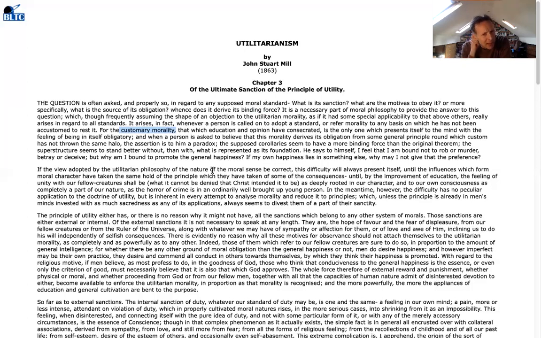So customary morality isn't something that's necessarily good if we want to be progressive. And he's saying that custom has often got a kind of halo thrown around it, and we shouldn't really accept this. So why are we bound to promote the general happiness, he asks? Why am I bound to promote the general happiness? How do we bridge this gap between self-interest and the greatest good of the greatest number?